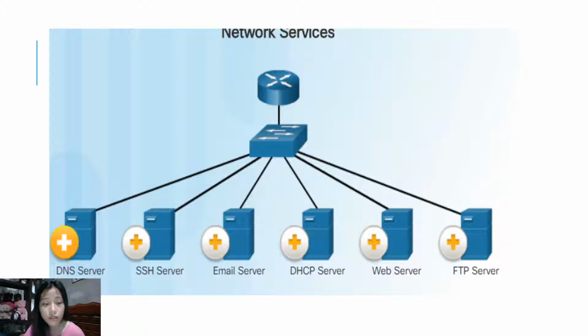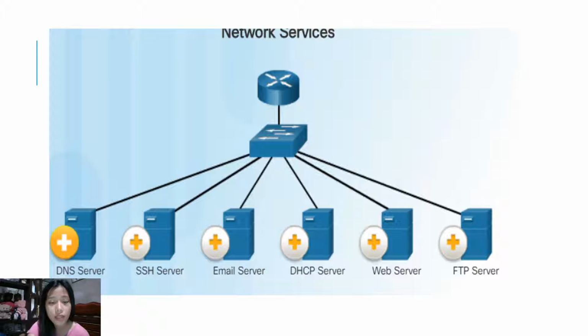For the email server, it's used to send email messages from client to server over the network. The next one is the Dynamic Host Configuration Protocol or the DHCP. It's a service that assigns an IP address, a subnet mask, default gateway, and other information to clients. And then the web server is used to transfer information between the client and the server.